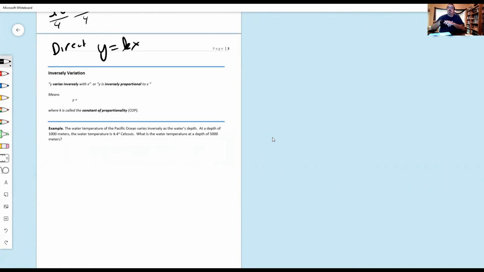Right? The deeper you go in the water, the colder the water is. Right? As the depth increases, the temperature decreases, but something like that. Now, for direct, one goes up, the other goes up. You multiply, right? You're multiplying right here. For inverse, one goes up, the other one goes down. So again, for all variation, you have a k. It's just what you do with that k.